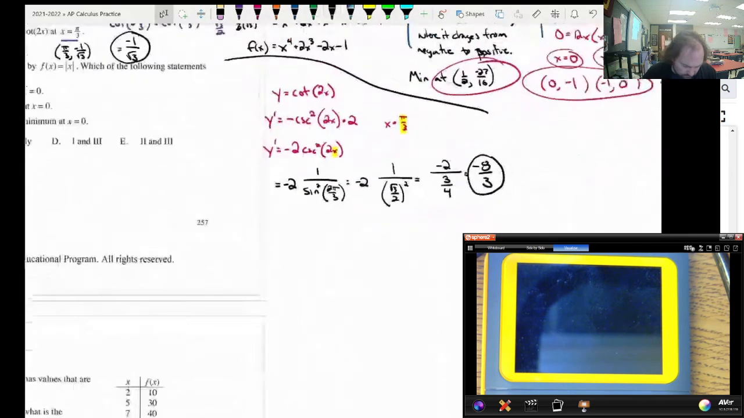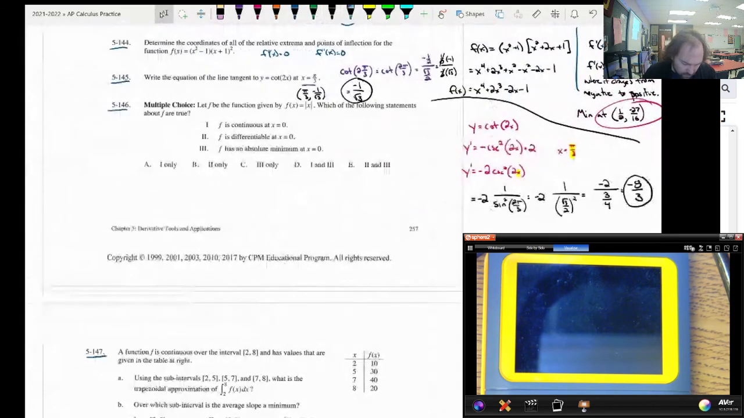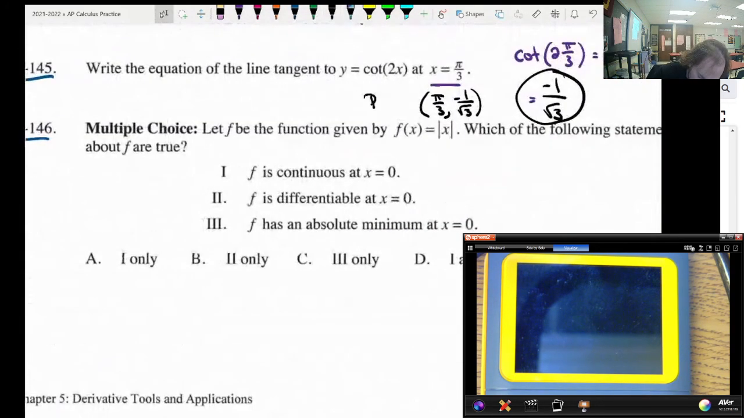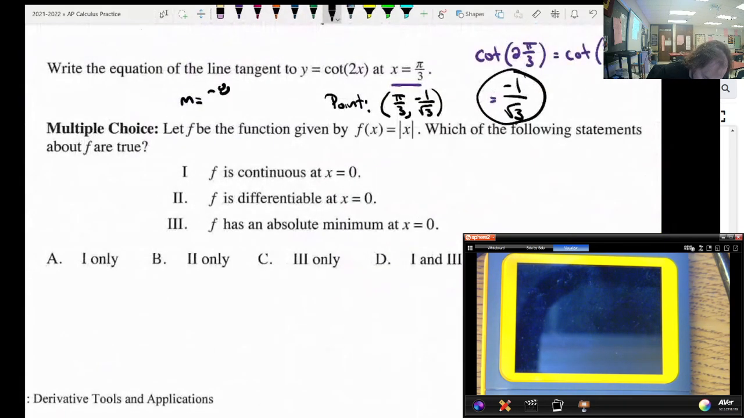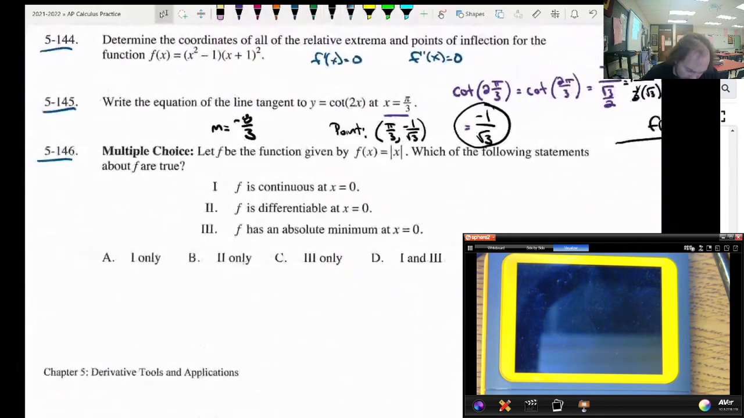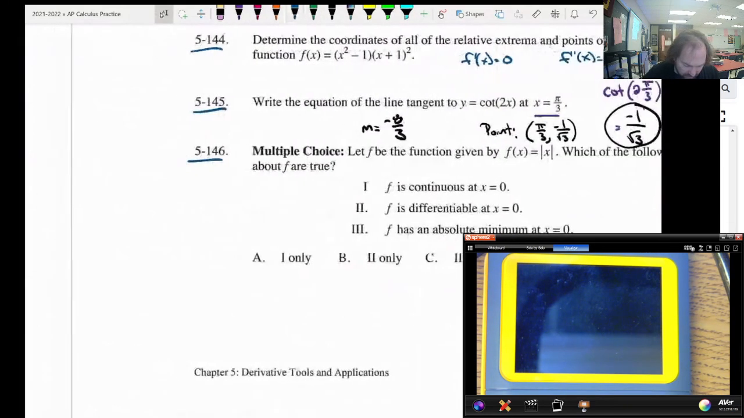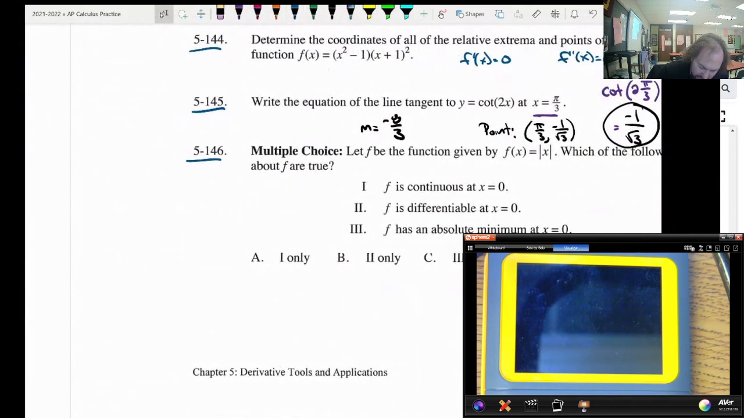So, going back over here, we know that the point we're going to go through is the point pi over 3 comma negative 1 over square root of 3. We know the slope is now negative 8/3. And so now it's no big deal to just put this into point slope form and walk away. It's going to look stupid, but that will be the answer. I'm actually going to do that off here to the side. Point slope form would be this.